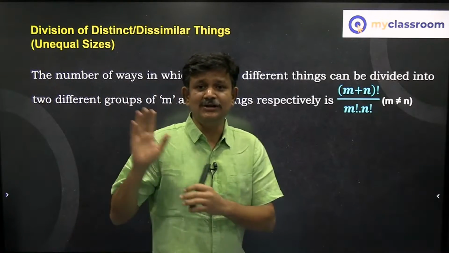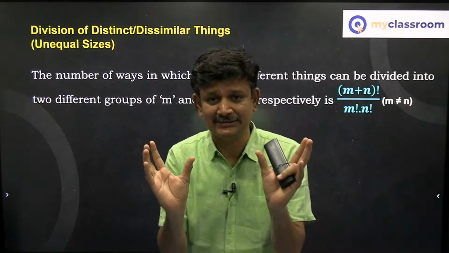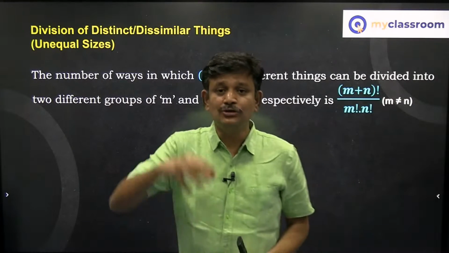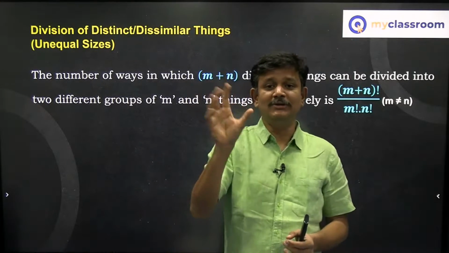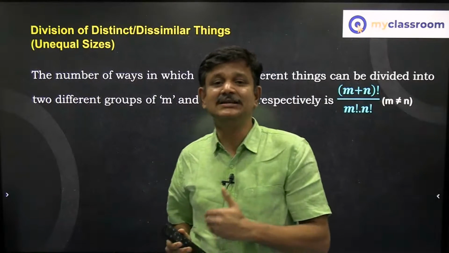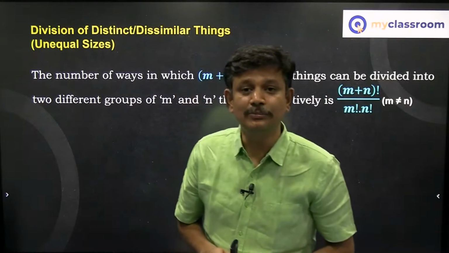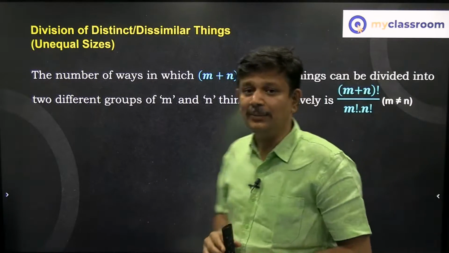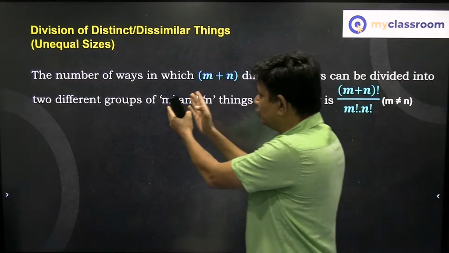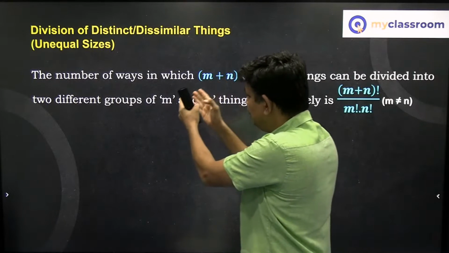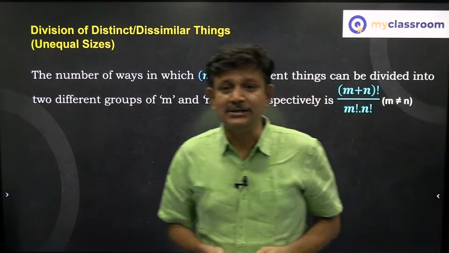You can happily remember this, and getting this is very simple. Person A is getting m things, person B is getting n things. Out of a total of m plus n, you choose m things to be given to A. How many ways can you make the choice? M plus n C m. Automatically, the remaining n things will go to B, and m plus n C m is nothing but m plus n factorial by m factorial into n factorial. That will be your answer.